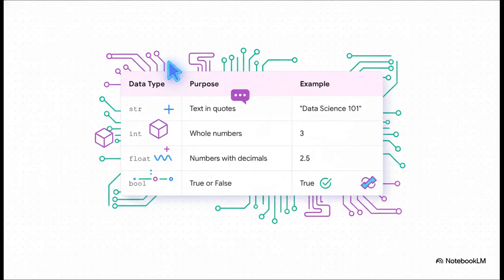So this right here, this is our cheat sheet. A str, short for string, that's for text. An int for integer, that handles all our whole numbers. A float is for any number that has a decimal point. And a bool, or boolean, is just for a simple true or false. Seriously, these 4 basic types will get you so far in programming.